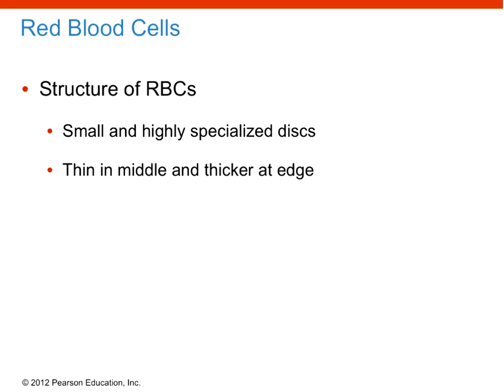So the structure of red blood cells is much thicker on the outside and thinner in the middle, and that's why they look more donut-shaped. I'll attempt to draw that. Bear with me.